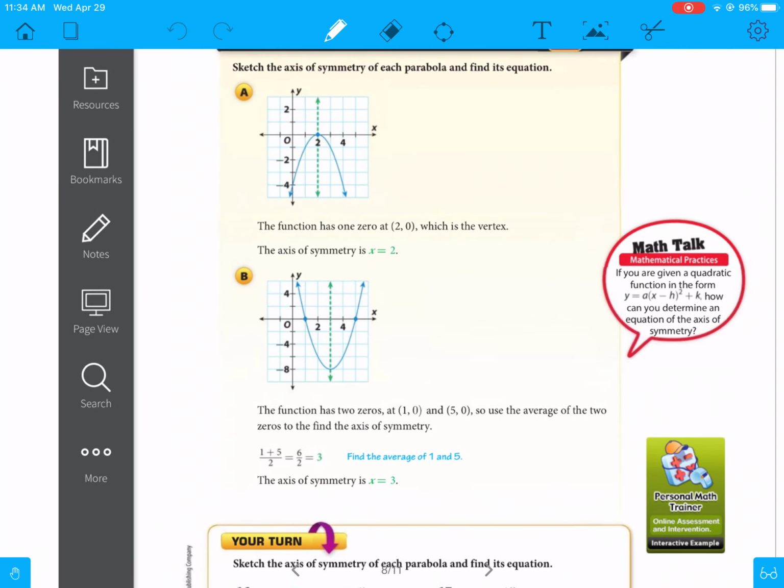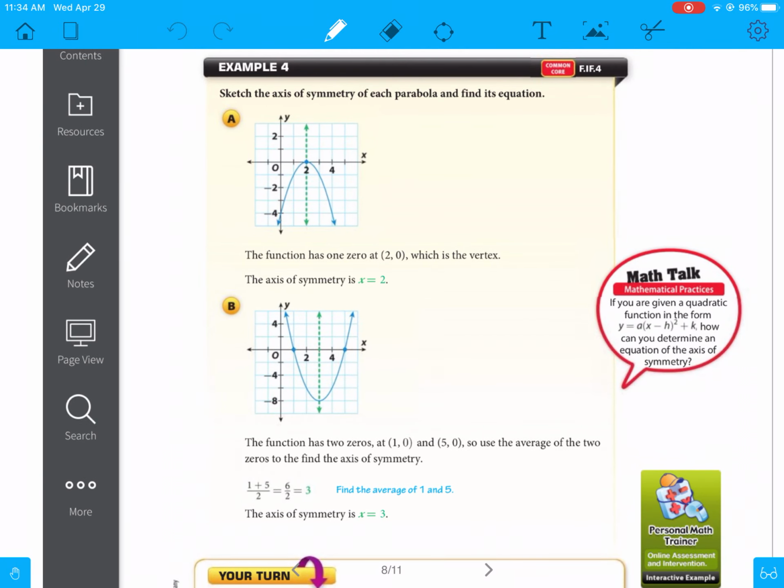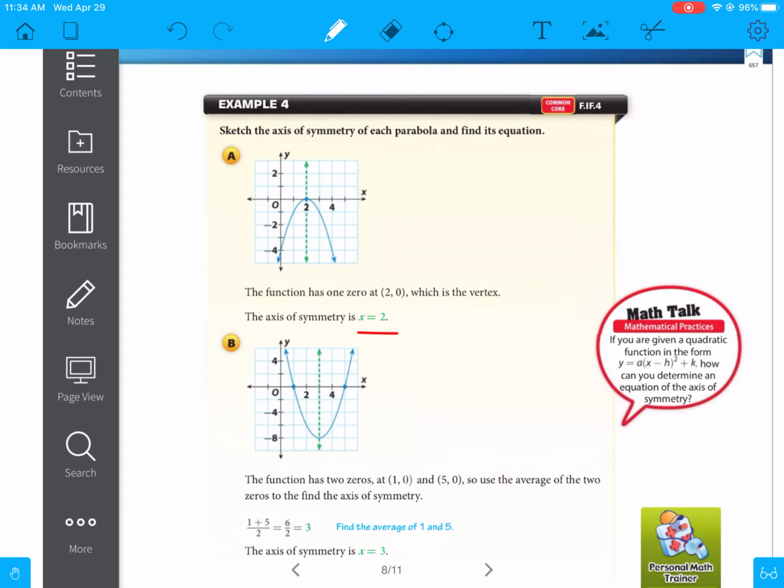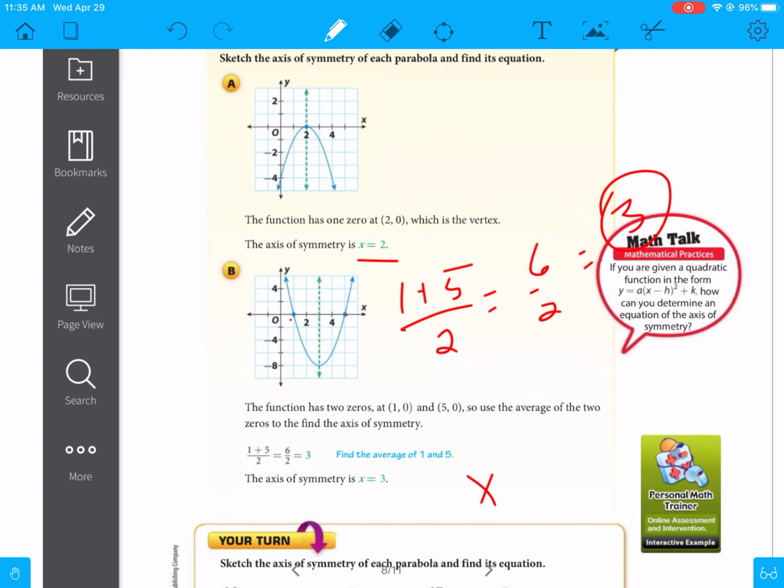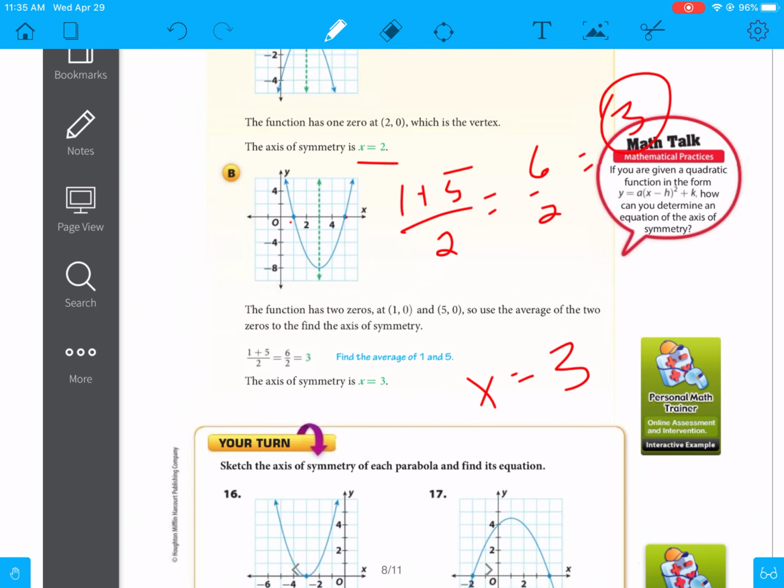So we can do an example really quick here. For A, it only has one solution at (2, 0). Your x value is 2, so your axis of symmetry is 2. Now for letter B, it crosses twice. It crosses at 1 and 5. So you're going to do 1 plus 5 divided by 2, which is 6 divided by 2 equals 3. So your axis of symmetry is x equals 3. If you want to draw the dashed line, that's fine.